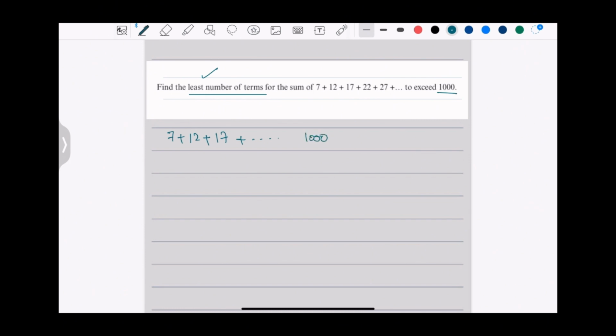And we don't know how many terms it will take to reach or exceed 1000. So first check whether it is an arithmetic progression, although we have kept this question under the topic, so it's assumed, but you can check it first. The difference here is 5, so it is an arithmetic progression. So now a is equal to 7, the difference is 5, and I need to find the sum that is greater than 1000.